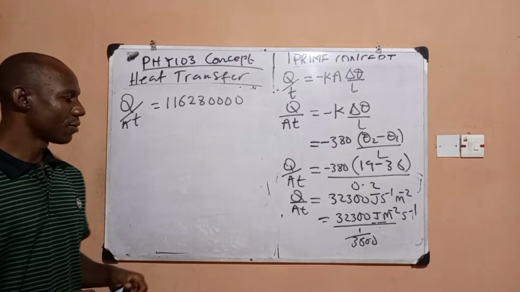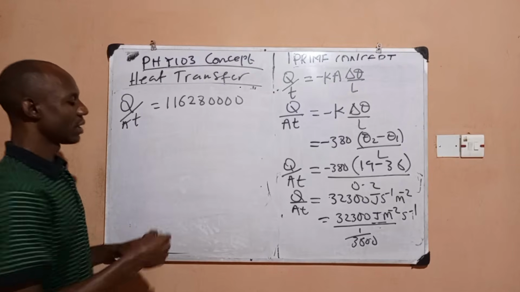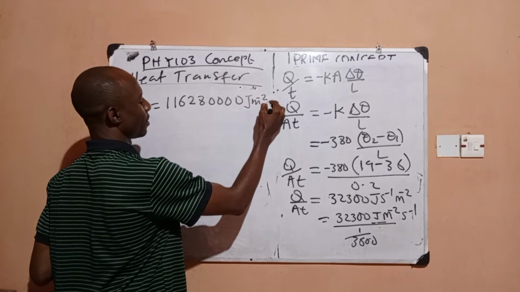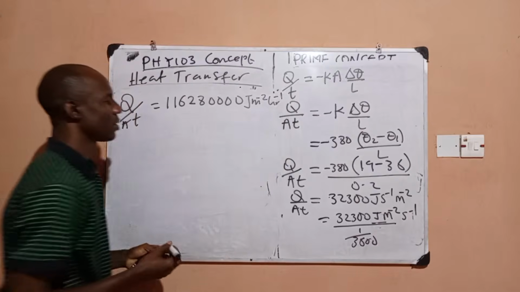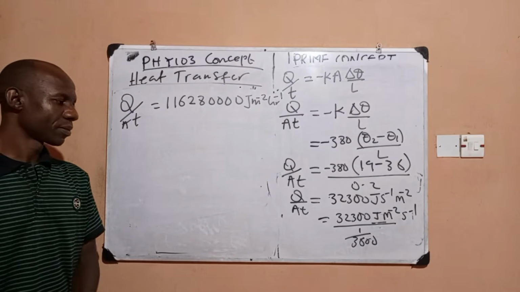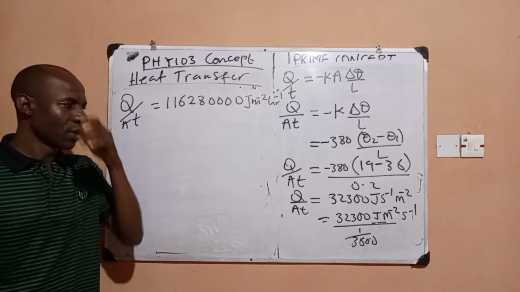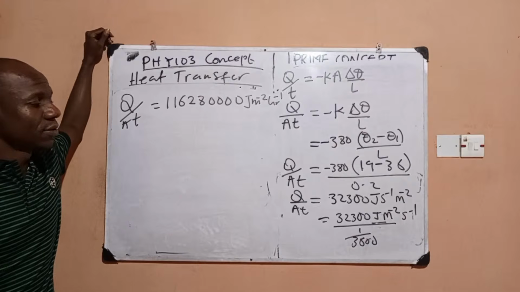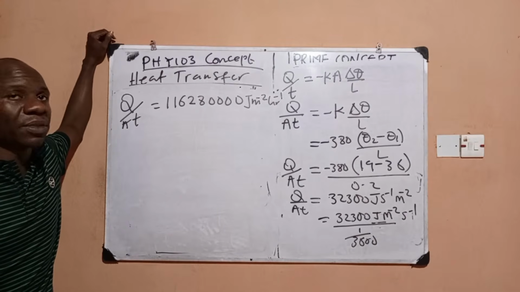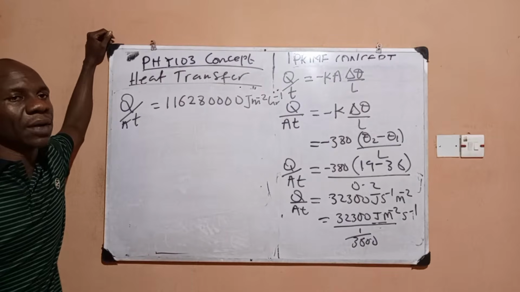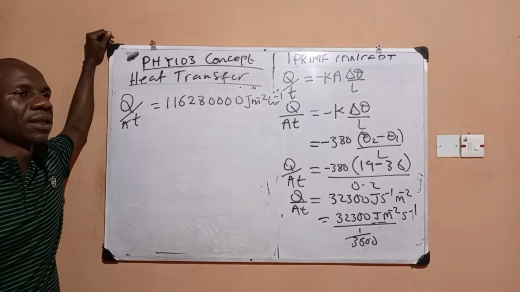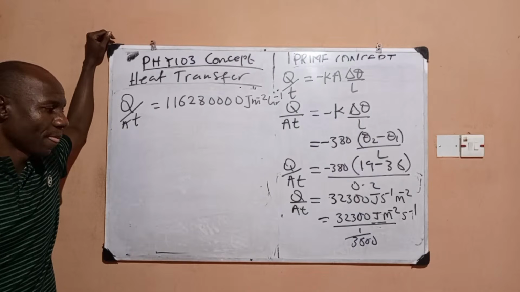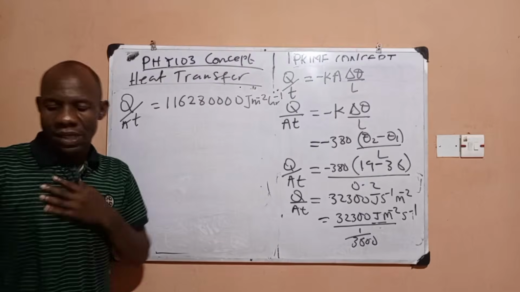This is what I'm going to have as joule per meter square per hour. I hope I didn't make a mistake in the conversion. So 60 seconds make 1 minute, of course. 60 minutes is 1 hour. So 3,600 seconds should make 1 hour. So that is it. Let me give you another question.